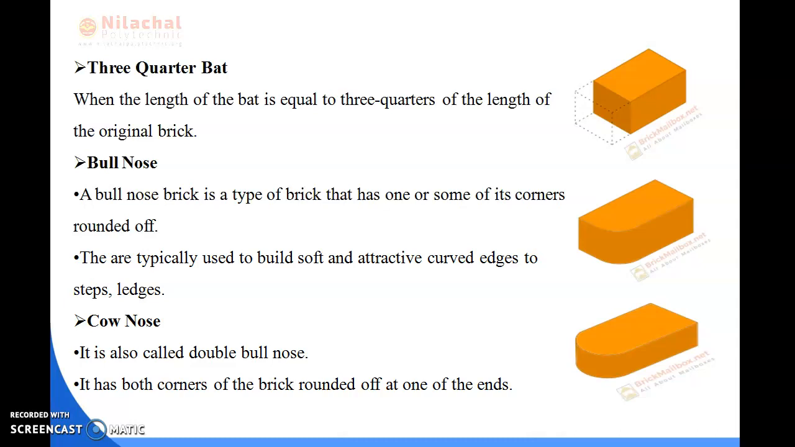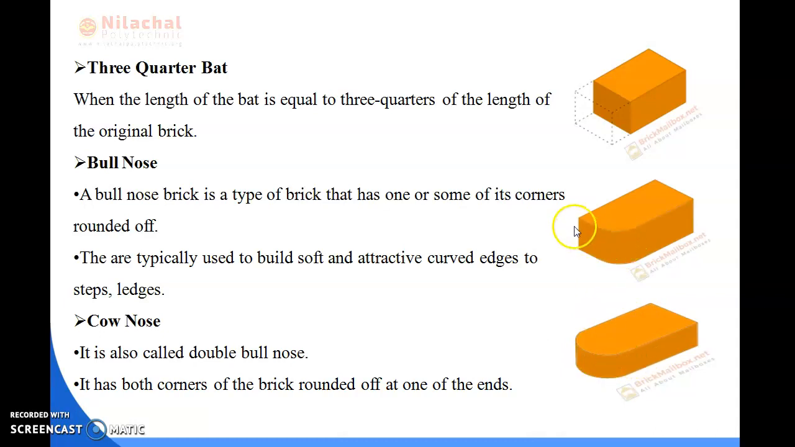So last one, that is cow nose. Cow nose is also called double bull nose. It has both corners of the brick rounded off at one of the ends. You can see here, this is one of the images of the cow nose. These two corners have been rounded off. This is known as cow nose.